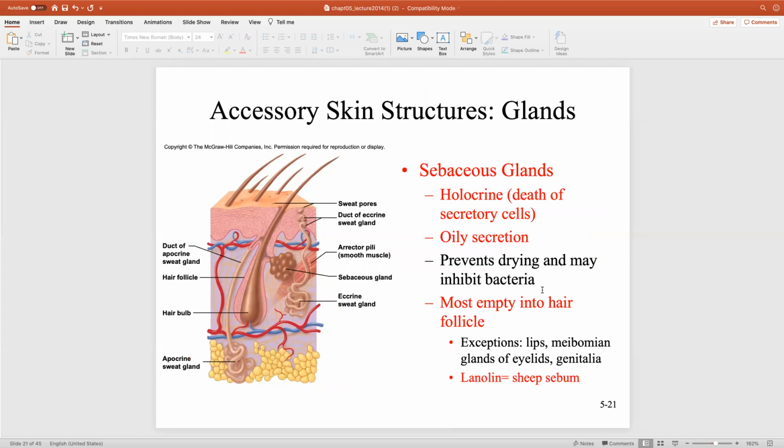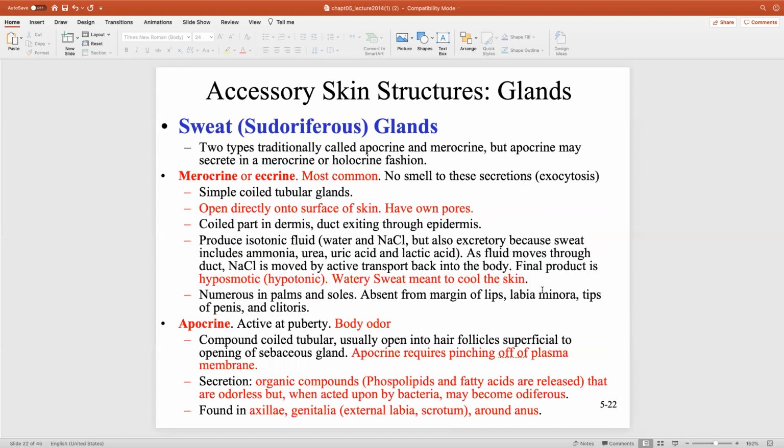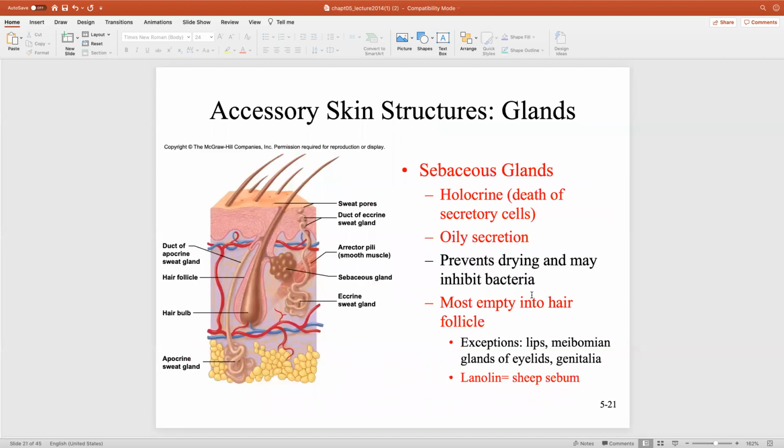All right, know the types of glands: sebaceous, ceruminous, sweat, even mammary glands. Now you don't need to know exactly what they do, just know the things that I have highlighted in red.